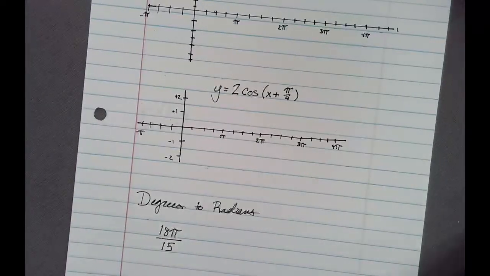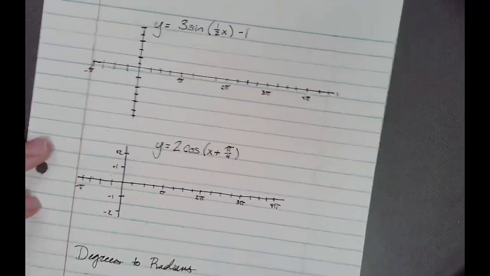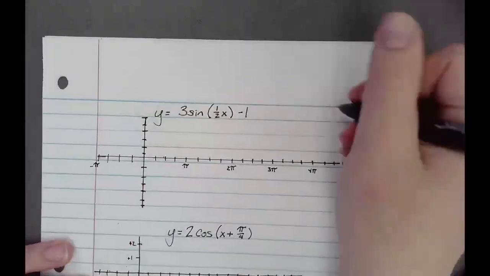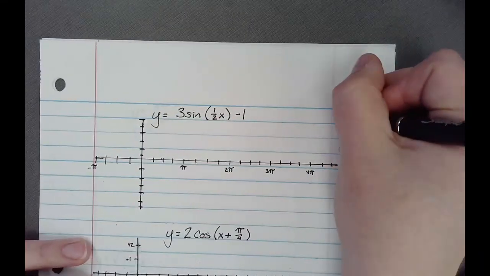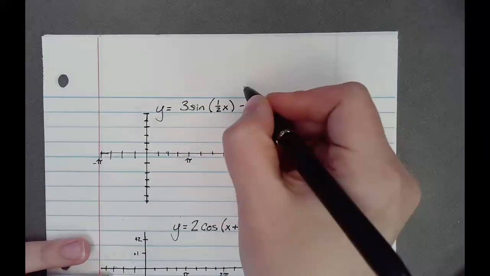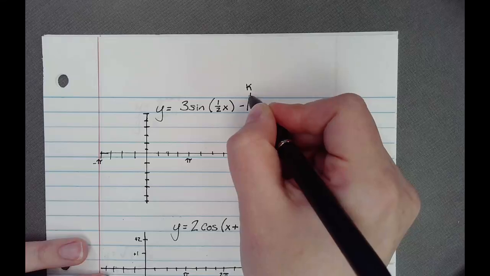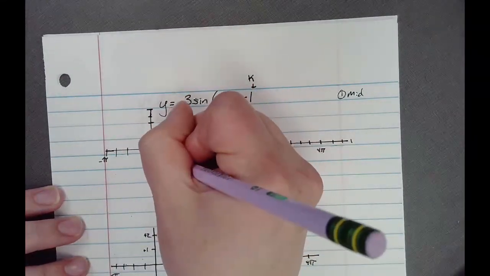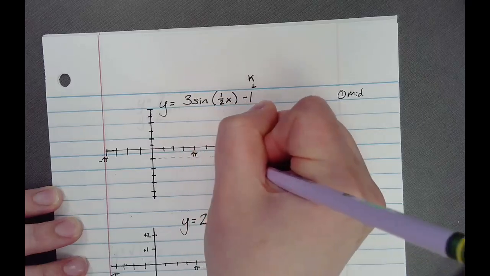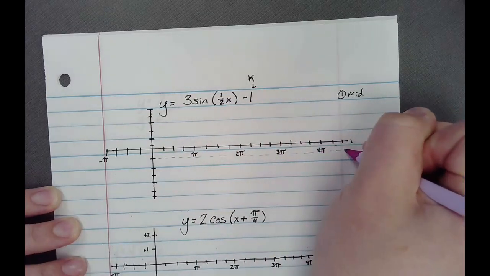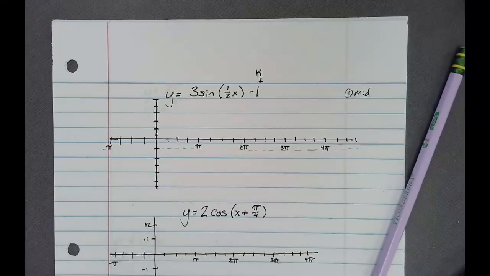You're also going to be asked to graph trig functions. I've got two different examples here, one that is sine, one that is cosine. The way that we always started with our trig functions is we started with our midline. When I'm looking at my function, I'm looking for a k value. In this case, my k value is negative 1, so my graph is going to oscillate around negative 1. I tend to prefer to draw a dotted line for my midline because it reminds me this is where I need to keep everything centered around.